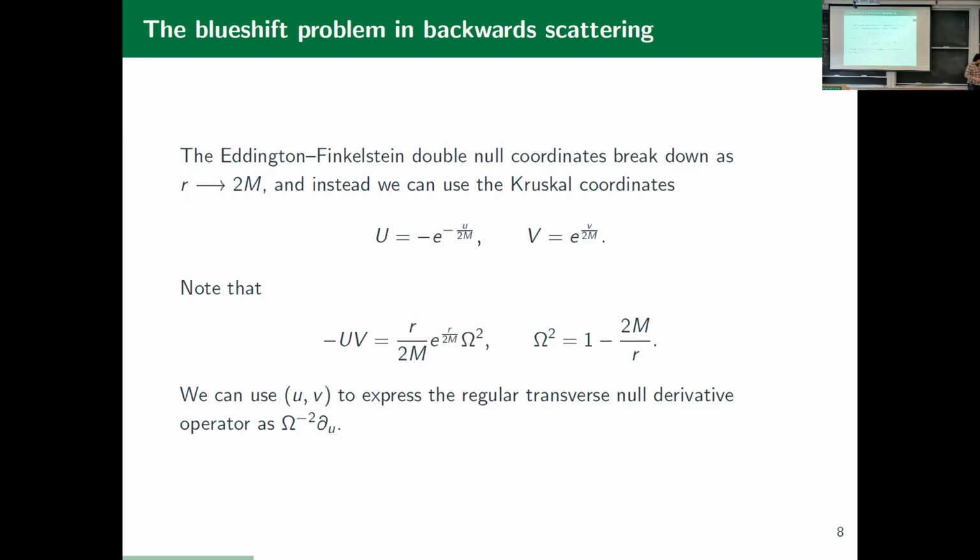And this would actually be a better choice for that particular problem. In particular, if I want to measure the local energy in a way that's compatible with decay, which is measured via t, then the transverse null derivative can be written as omega minus 2 d by du. So that would give us a regular derivative operator at h plus. I emphasize u and v because I want to look at both h plus and h minus. But they're obviously not very good as t goes to infinity.